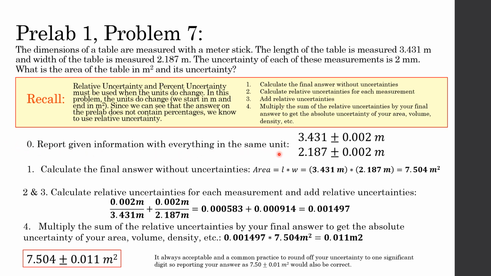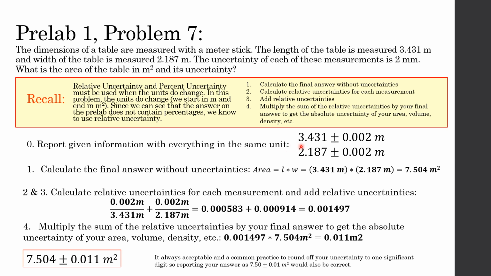Now you may be wondering to yourself, which unit do I choose? Should I use meters or should I use millimeters? My recommendation is to take a look at what all of your multiple choice answers are in. Are they in meters or are they in millimeters? If they're all in meters, then you should convert everything to meters. If everything is in millimeters, you should convert everything to millimeters. In this case, we can see that the answer is going to be in meters, and so I'm going to convert everything to meters.